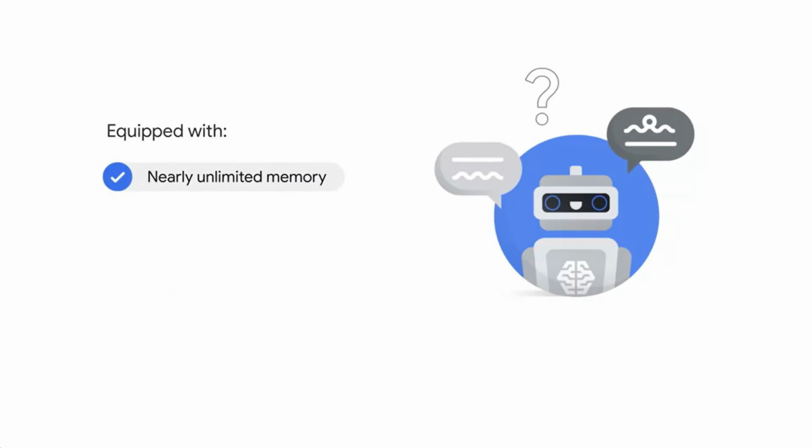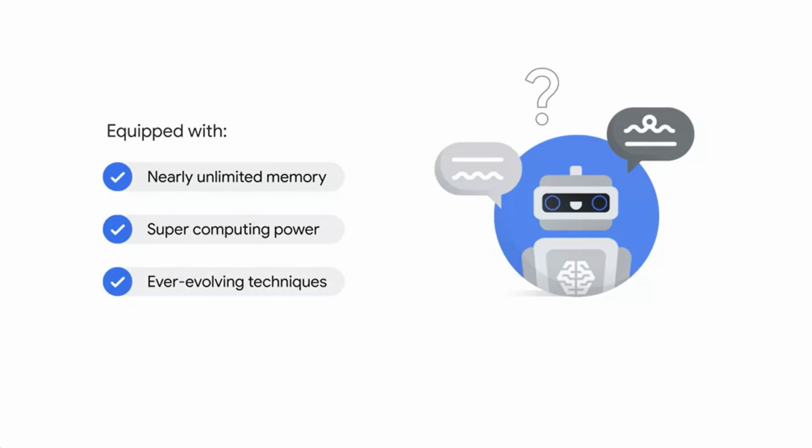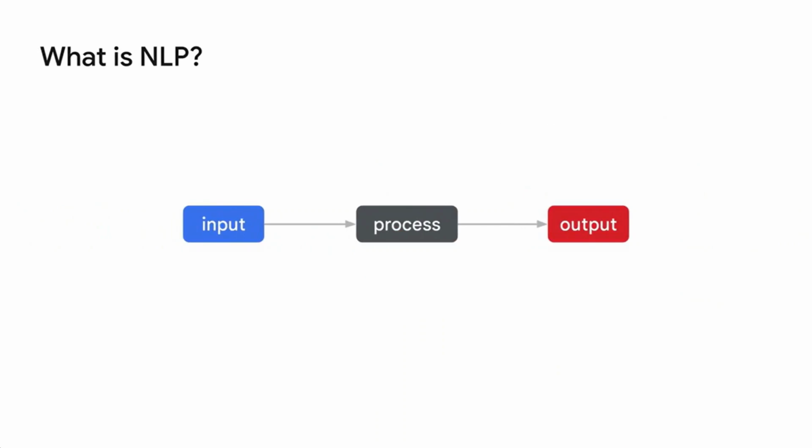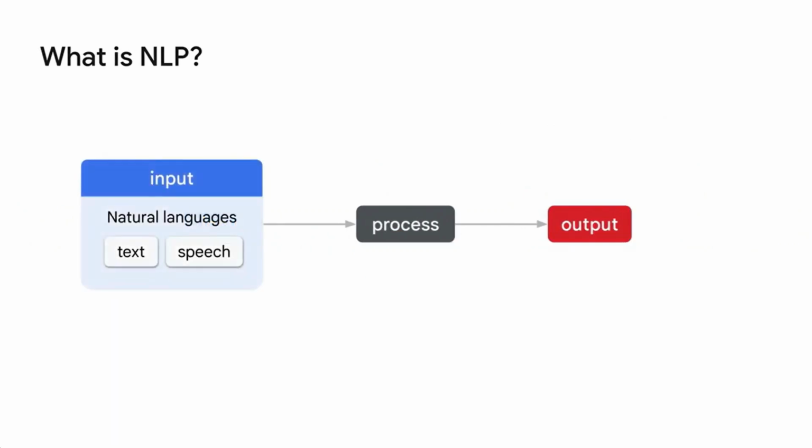Well, equipped with nearly unlimited memory, such as cloud storage services, supercomputing power, such as TPU, the tensor processor unit, and ever-evolving techniques, such as advanced ML models, computers might make the impossible possible. Imagine NLP as an input-process-output system. The input is natural human languages, which can be either text or speech.